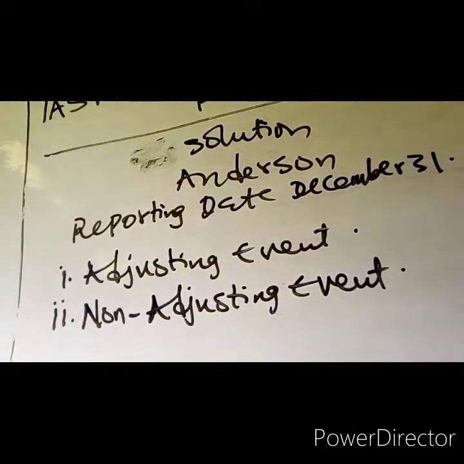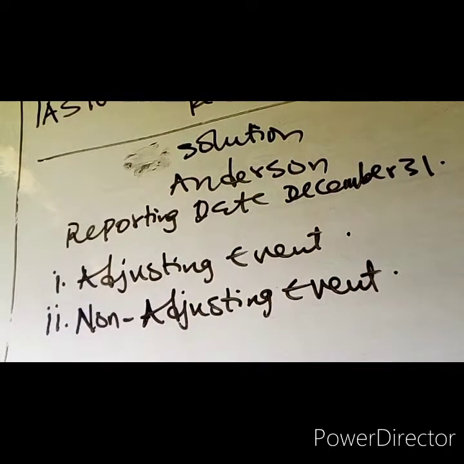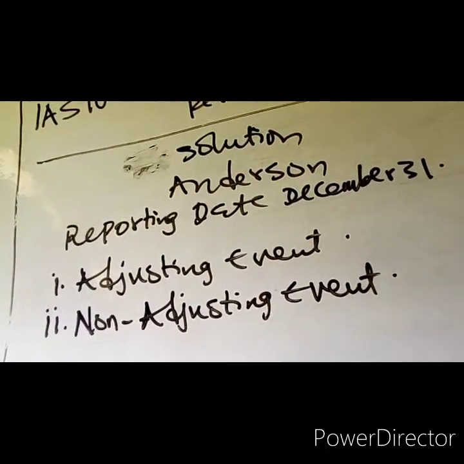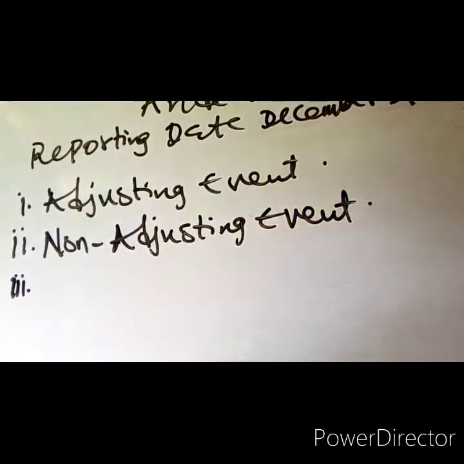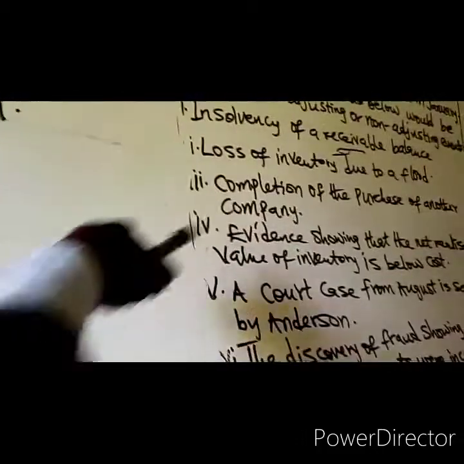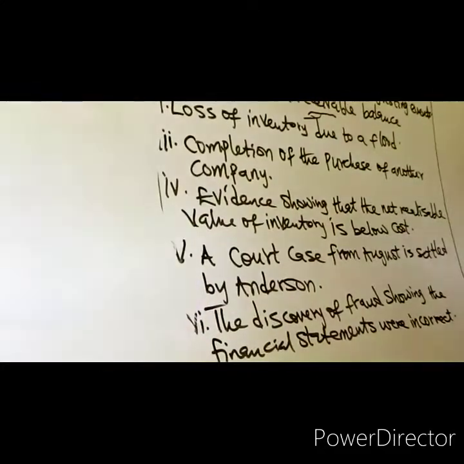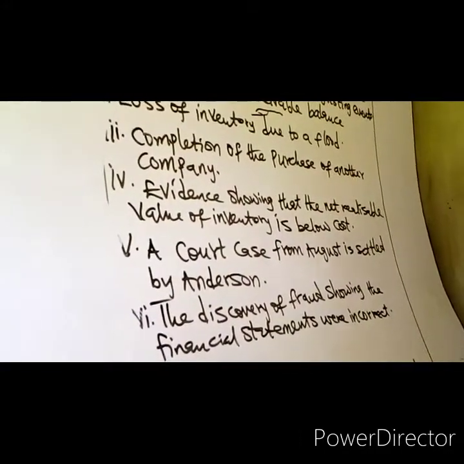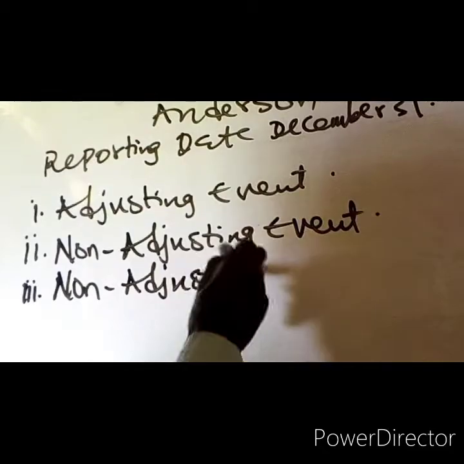That is, loss of inventory due to a flood is a non-adjusting event because you were not expecting the occurrence of flood. So that condition was not in existence in the reporting period. Number three, you have completion of the purchase of another company. So that condition was not in existence. Therefore, it is a non-adjusting event.